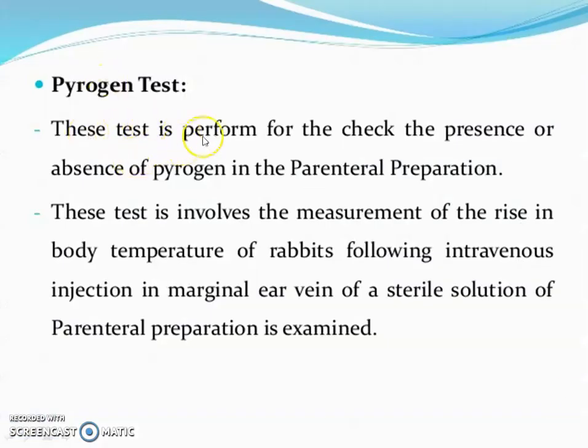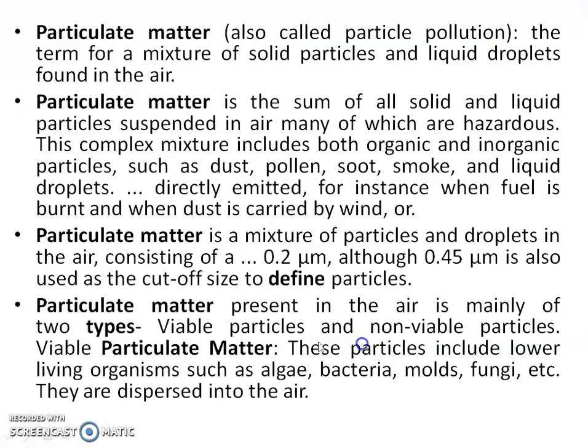Pyrogen test. This test is performed to check the presence or absence of pyrogens in a parenteral preparation. This test involves the measurement of the rise in body temperature of rabbits following intravenous injection, in the marginal ear vein, of a sterile solution of the parenteral preparation being examined.